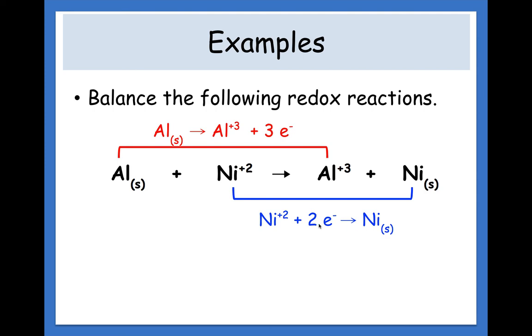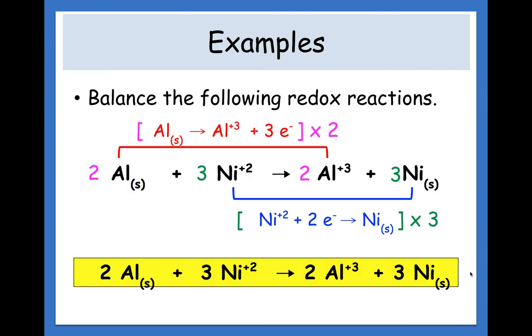And so we have 2 electrons here, and we have 3 electrons here. Well, these need to equal each other. They need to be the same. So the least common multiple of those is actually going to be 6. So we need to turn this 2 into a 6. We need to turn the 3 into a 6. So we're going to multiply this 3 by 2. And we're going to multiply this 2 by 3. And we'll get that. All right. So your final balanced redox reaction would look like that.